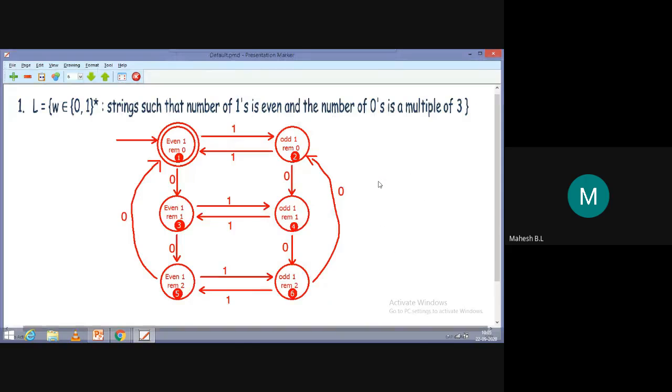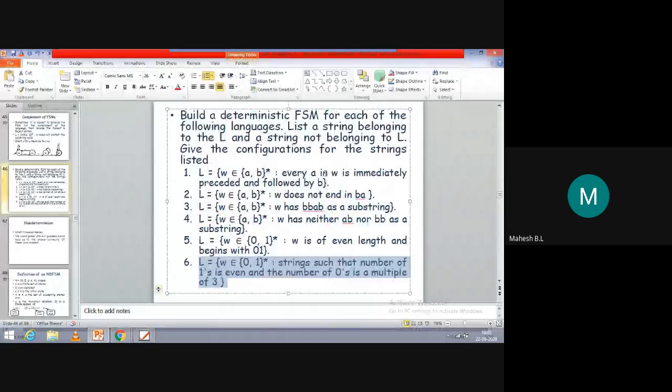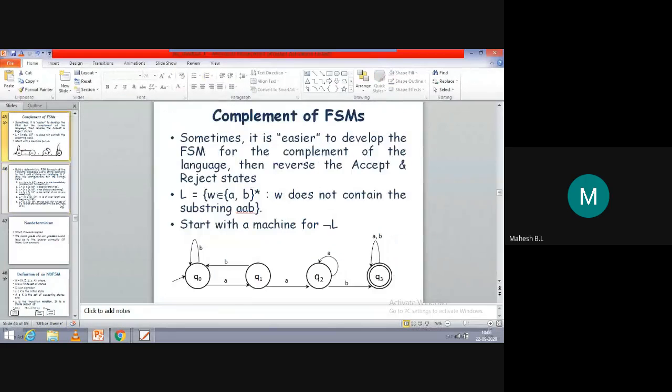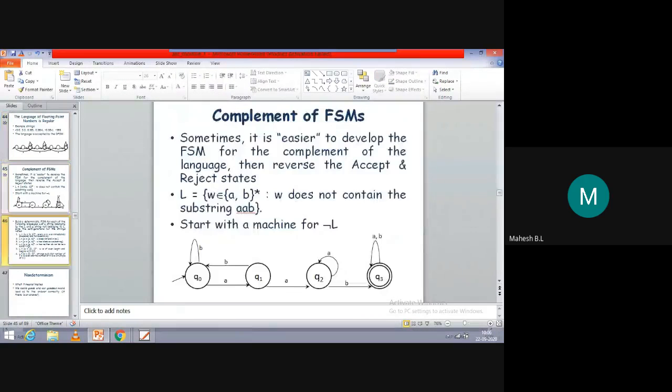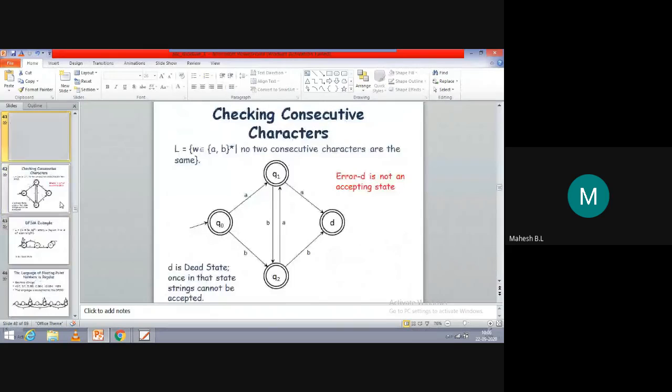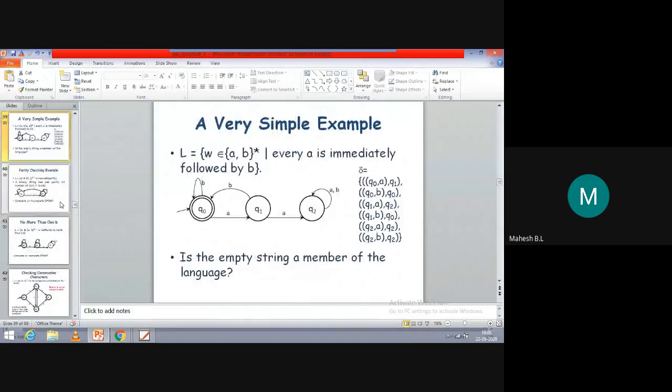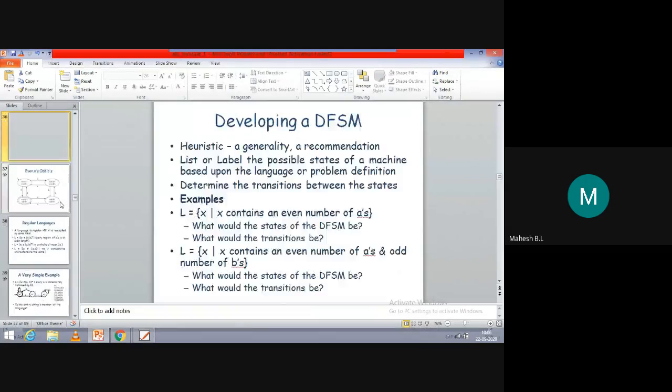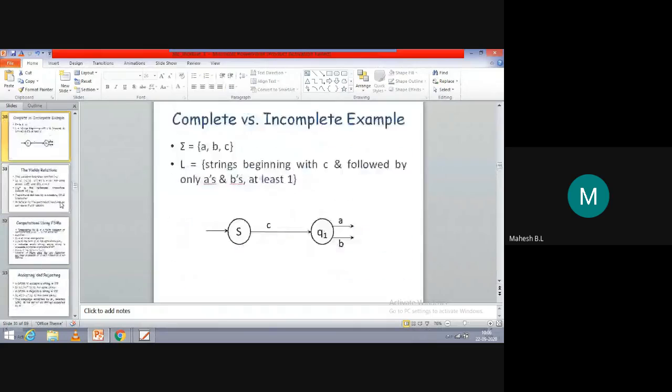So I hope all of you understood this. So these are some of the examples. If you go through the online resources, you'll find many more examples. So it is better if you practice more and more examples.